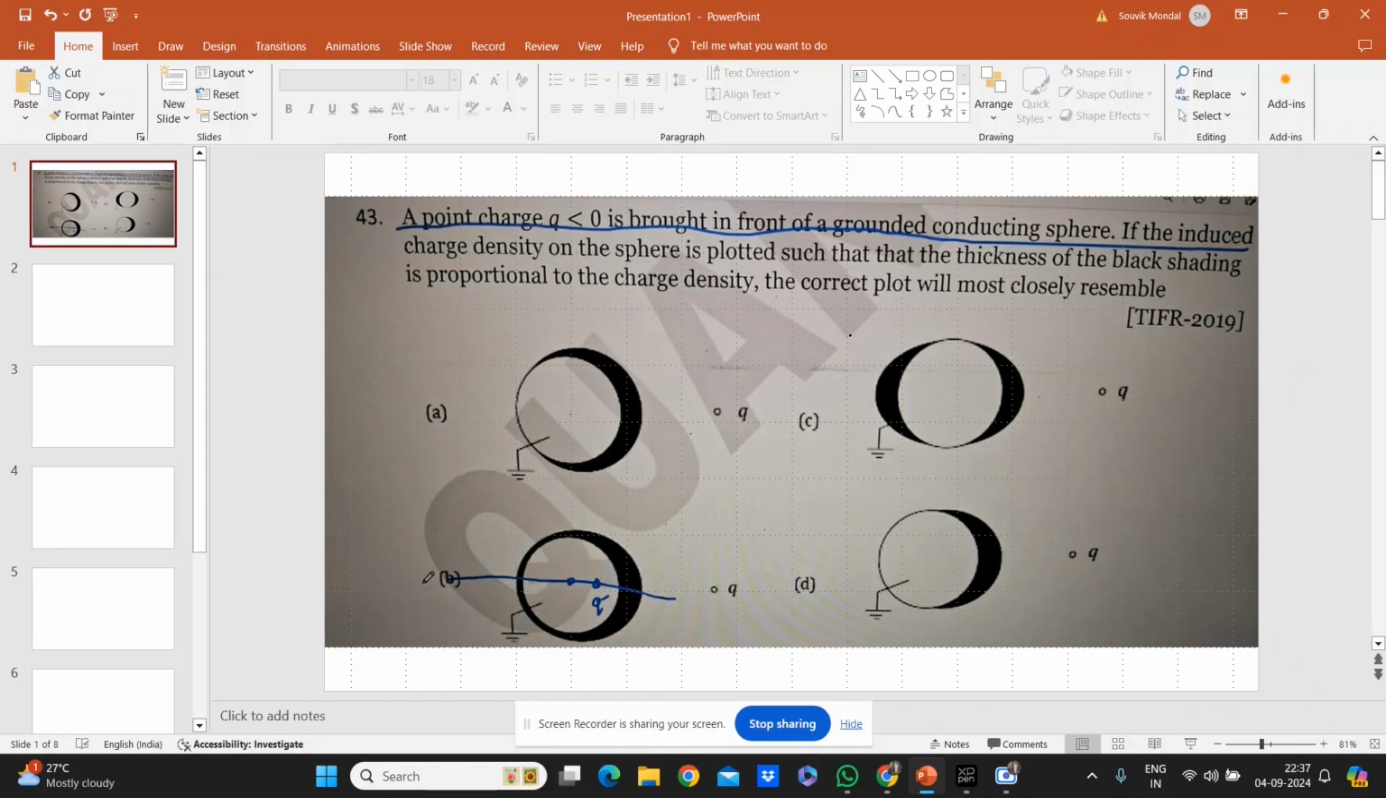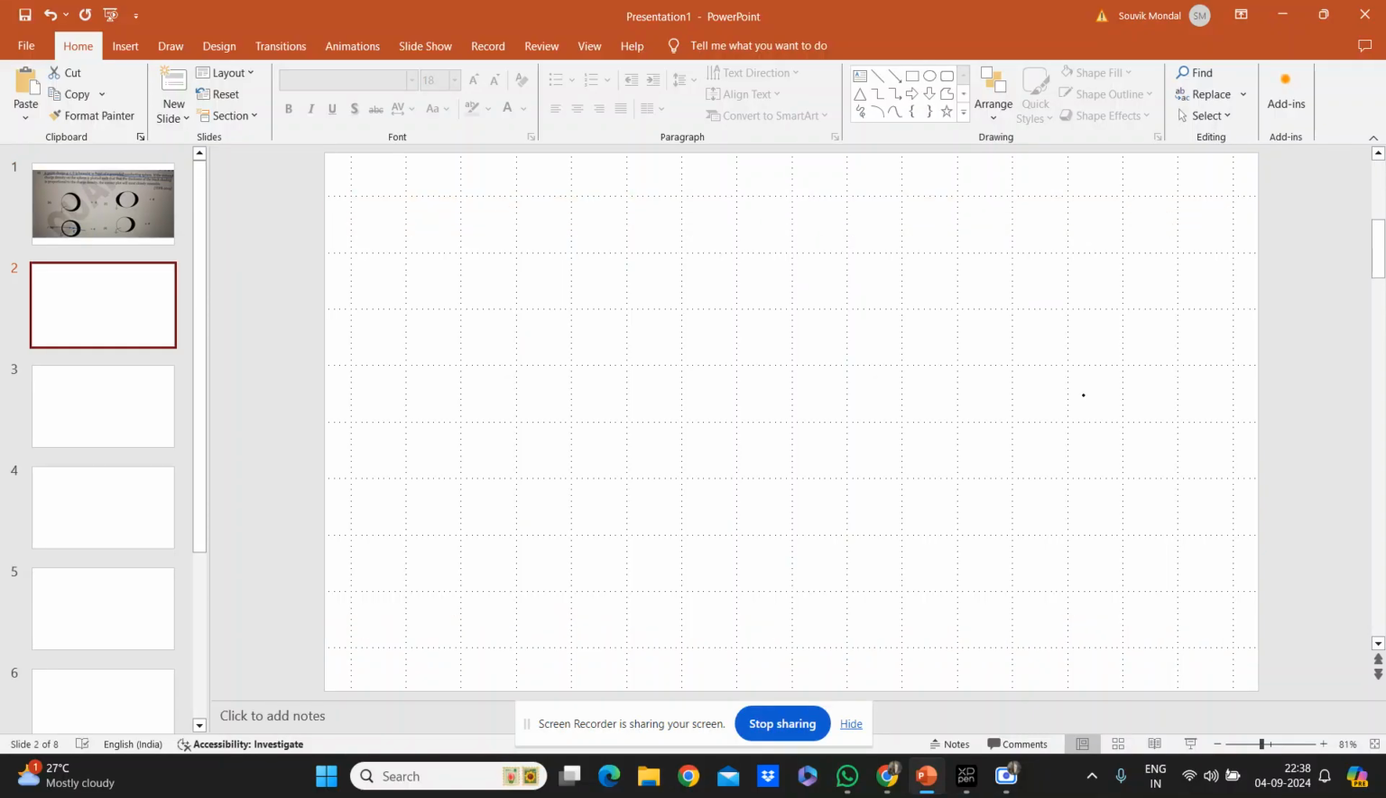So the black shading in this diagram shows that the right side of the sphere has more black shading, which means more charge density is there, and on the left side it is zero. These are the options, and you have to identify the right option for the charge density, or mainly you have to find the angular distribution of the charge density. Okay, now let's try to figure this problem out.